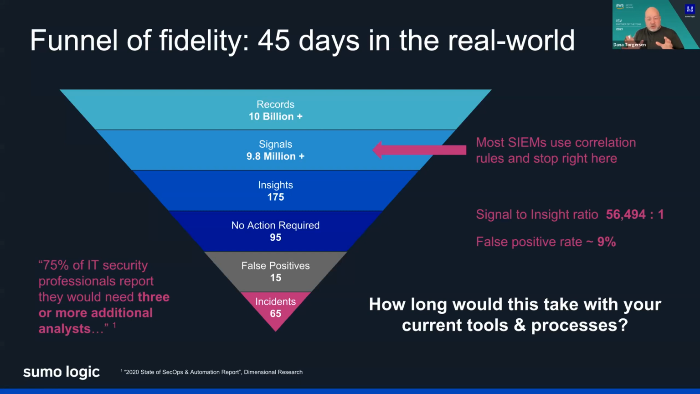Now, this customer was struggling with a 98% false positive rate. And so the fact that we were actually able to bring that down to a false positive rate of 9%, mathematically, that's a 90.2% reduction in false positives. So just round that to 90%, let's say. So a 90% false positive reduction, taking 10 billion records and getting it down to 65 incidents.